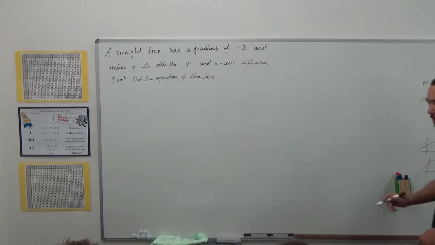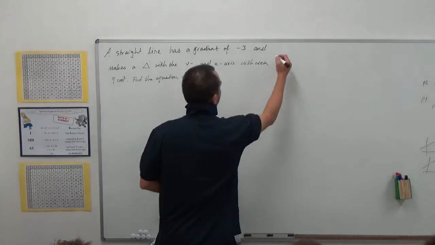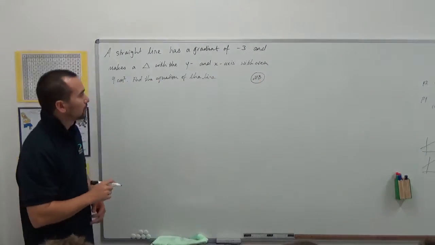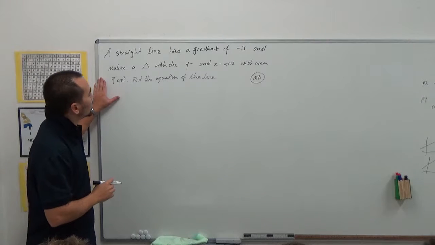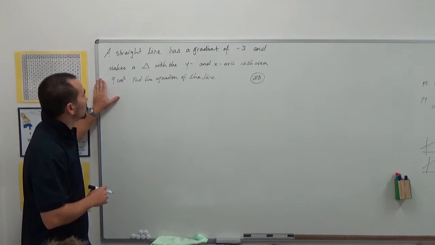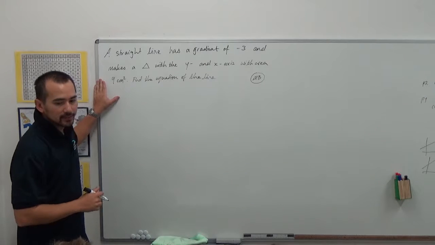Okay, let's have a go at this question. It is a modeling question at a B standard, and it reads: a straight line has a gradient of -3 and makes a triangle with the y and x axes with area 9 centimeters squared. We need to find the equation of the line.